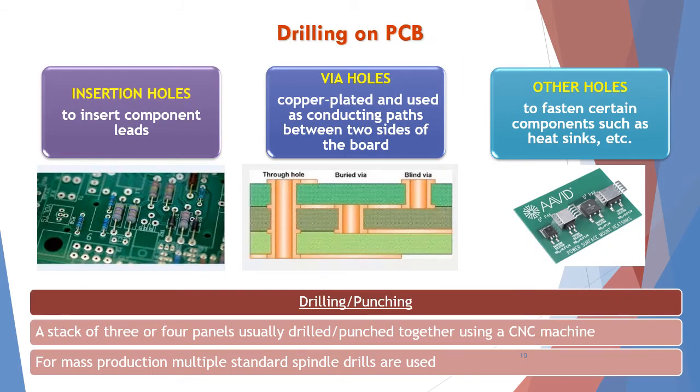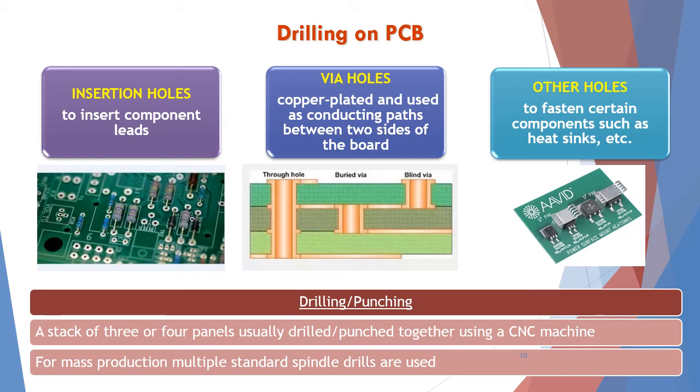There are three types of holes used in the PCB. The first one is the insertion hole. This hole is used to insert the component leads. The second one is via holes. A via hole is copper plated and used as a conducting path between the two sides of the board. So usually if this is a multi-layer board, you will need via holes. And the next one is other holes.